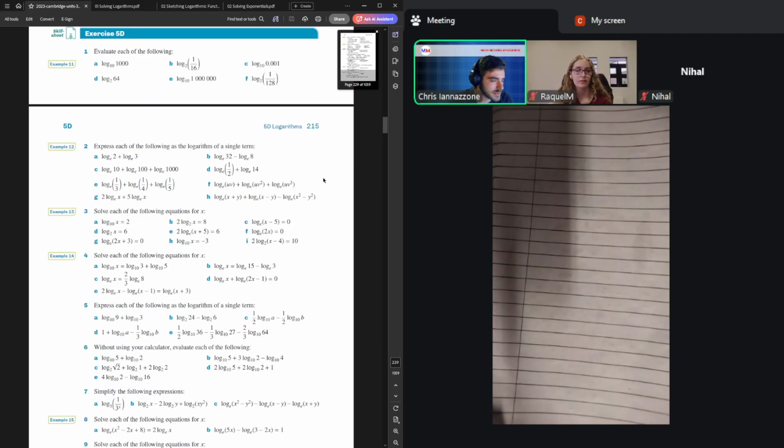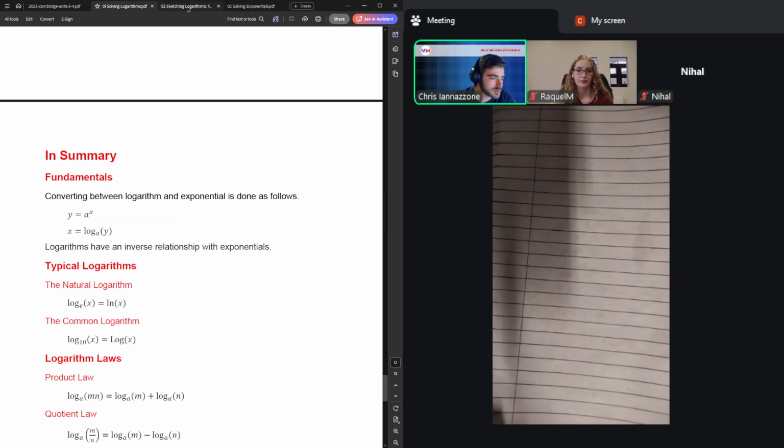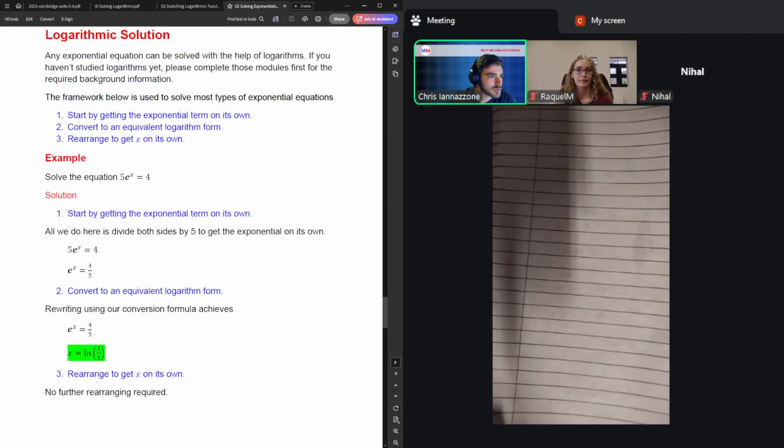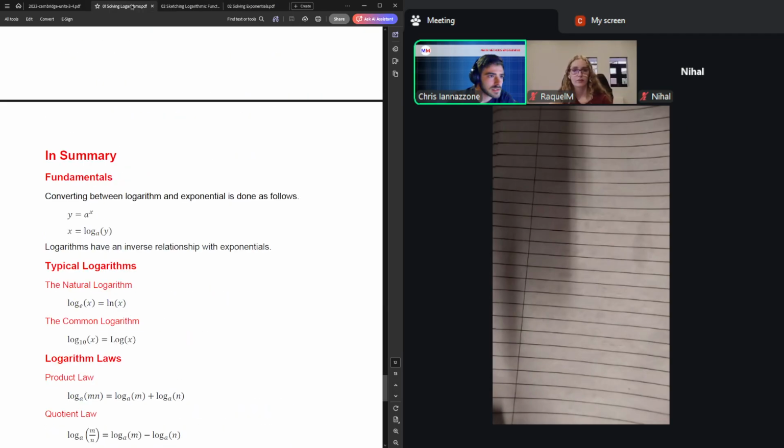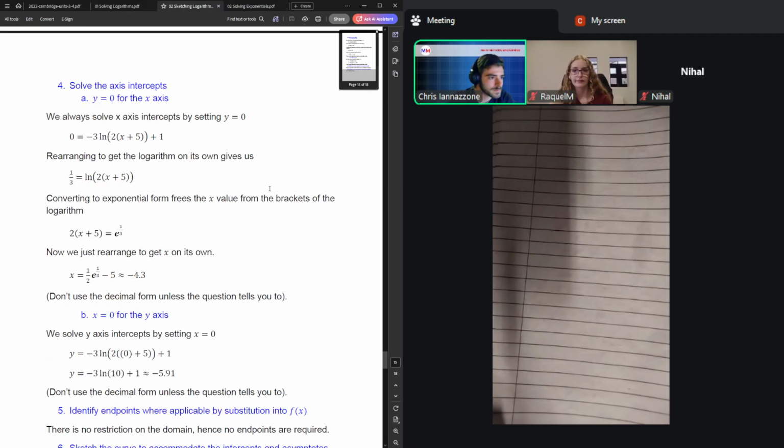Cool. Okay. So we have solving logarithms, we have sketching logarithms, and we have a new way of using logarithms to solve exponentials. Do you have any preferences on what we should start with to practice on? If not, I'm happy to pick one out.